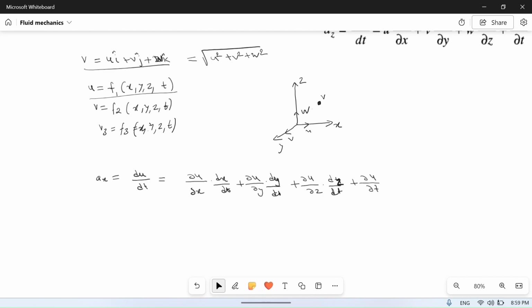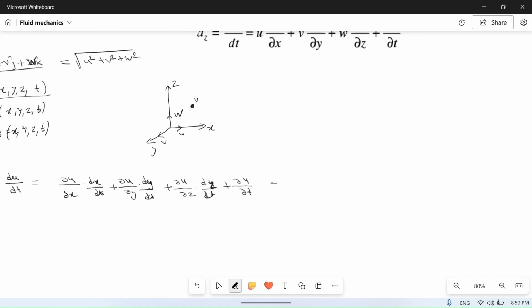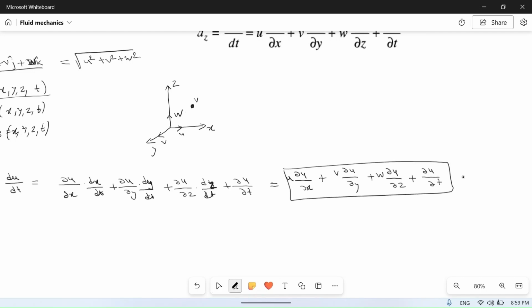From here you know that dx by dt is u, dy by dt is v, and dz by dt is w. So it can be rewritten as u del u by del x plus v del u by del y plus w del u by del z plus del u by del t. So this is the acceleration in the x direction.